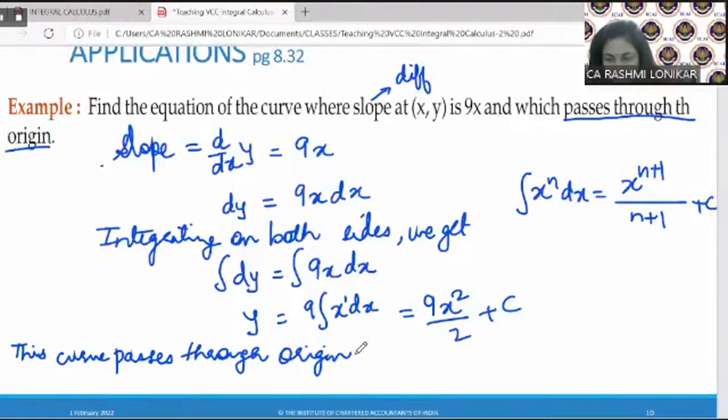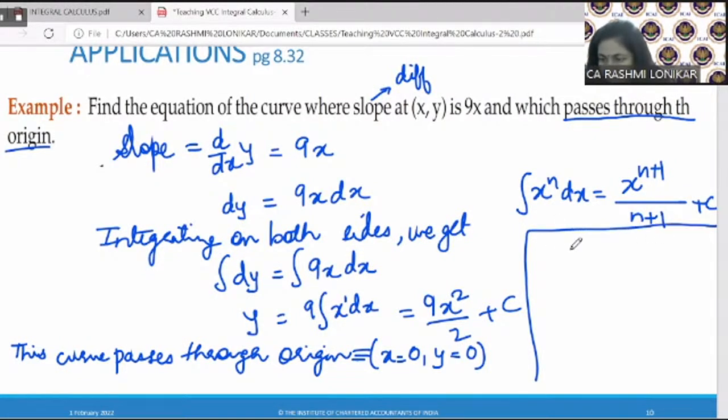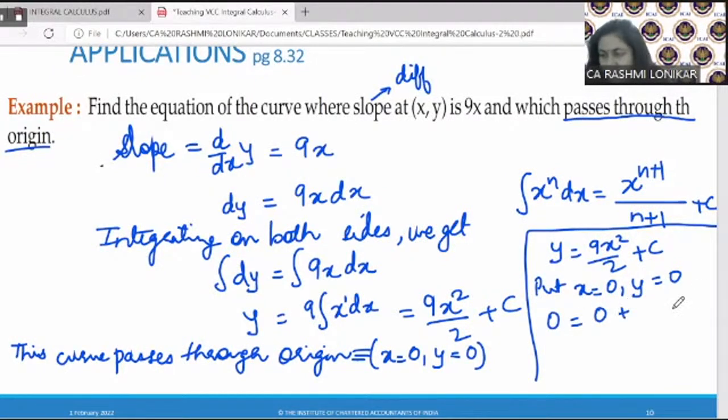Okay. Which means we have x is equal to 0 and y is equal to 0, right? When it is passing through the origin. So, if I have y is equal to 9x square upon 2 plus c, so I put x is equal to 0, y is equal to 0. So, I have 0 is equal to 0 plus c, which means c is equal to 0, right? So, the constant is equal to 0 over here.